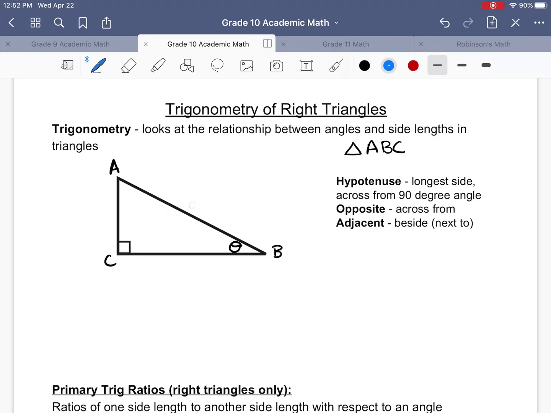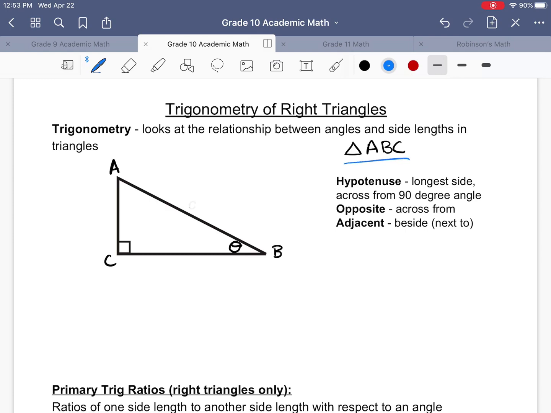Today's our introductory lesson to trigonometry, and we're going to start off for our first few lessons looking specifically at the trigonometry of right triangles. So in general, trigonometry looks at the relationship between angles and side lengths in triangles. And we're going to start off looking at our triangle ABC that we have drawn on the left here.